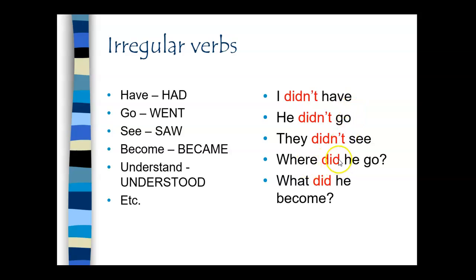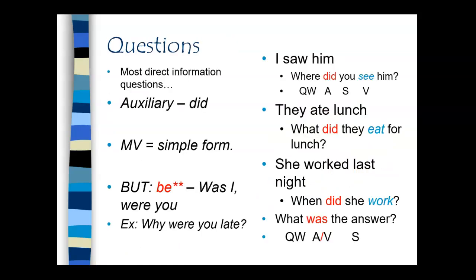Questions as well. Where did he go? Question word, auxiliary, subject, verb. But my verb comes back to the simple form, to the base form. To make questions, for most direct information questions, again, these are not with the verb to be, we use the auxiliary did, and my main verb comes back to the base form, the simple form. With be, I conjugate my verb and I put it in front of the subject.